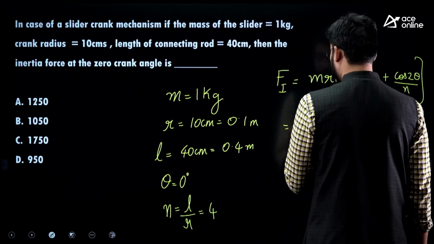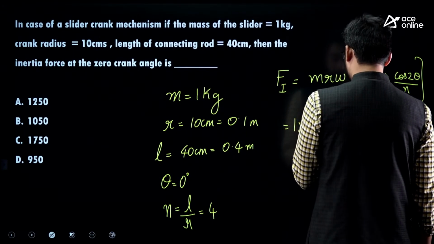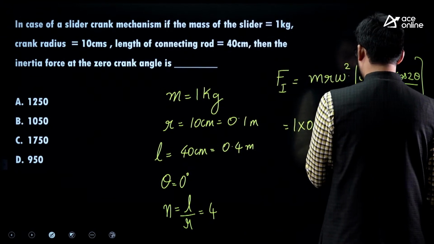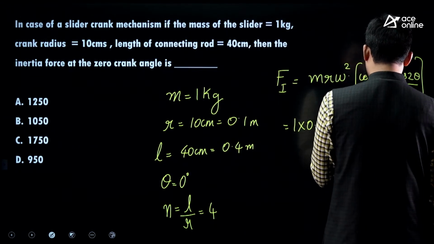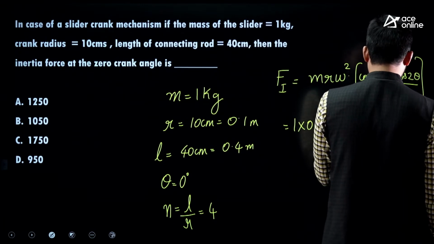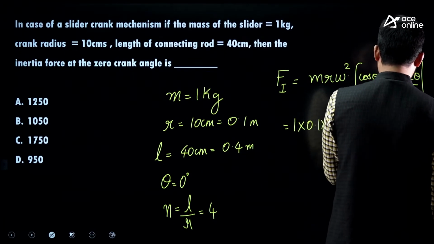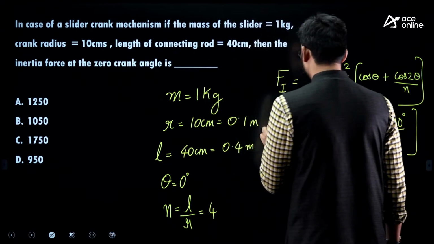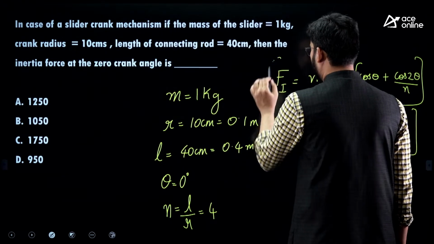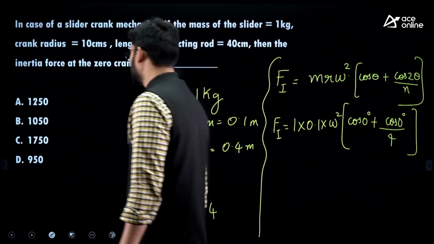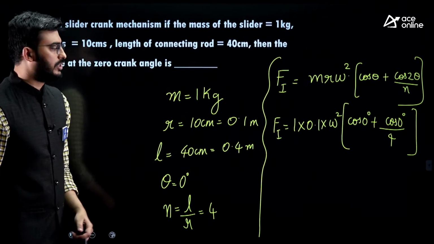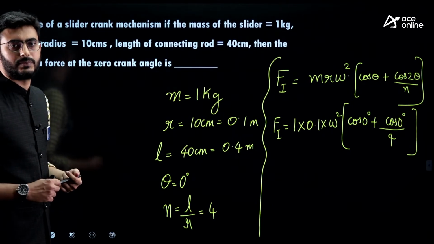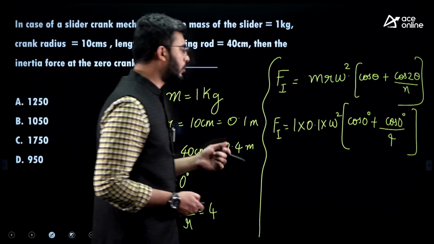Mass is equal to 1 kg, radius is 0.1, omega is anyways missing, guys, so let me just complete it this way only. So cos theta cos 0 plus cos 2 into 0, that is cos 0, divided by 4. So this will be the inertia force exerted on the piston when the crank angle is 0 degrees. So this will be the expression, guys. Do remember, it is also a standard one only. Okay. Now moving to the next one.